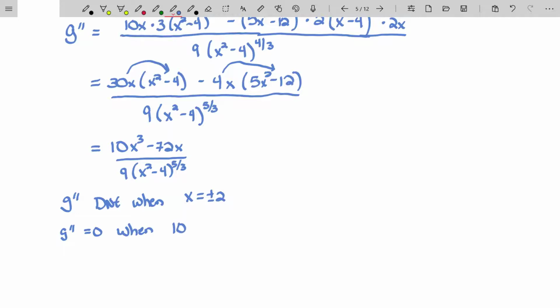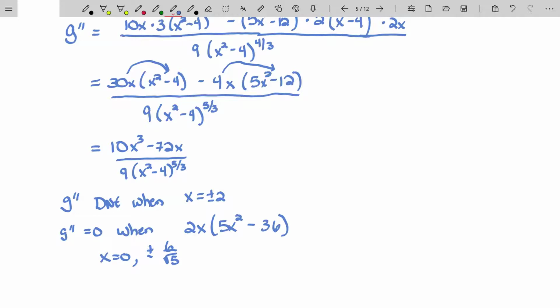10x cubed minus 72x. Now I'll go ahead and factor actually. Both of those have 2x in common, so you're left with a 5x squared, let's see, minus 36 maybe? That sounds about right. Let me just double check. Divide by 2, divide by 2. Yep. And this is 0 when x is equal to 0, or when x is equal to plus or minus 6 over root 5. Pretty terrible, actually.